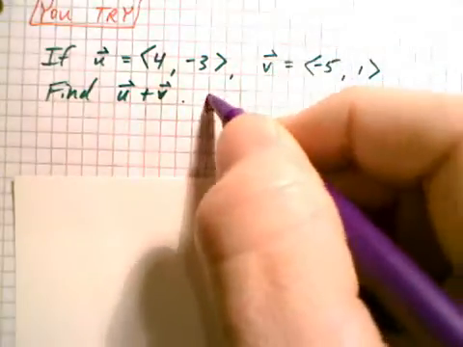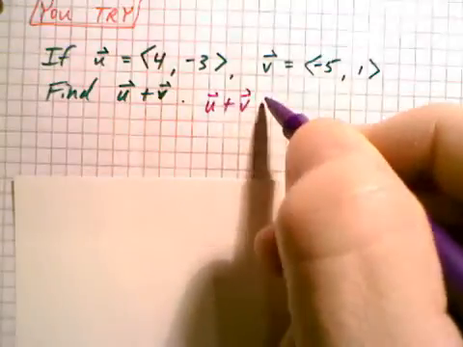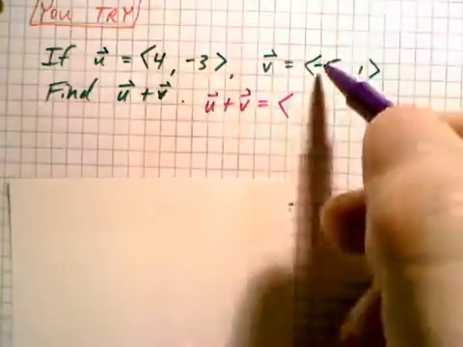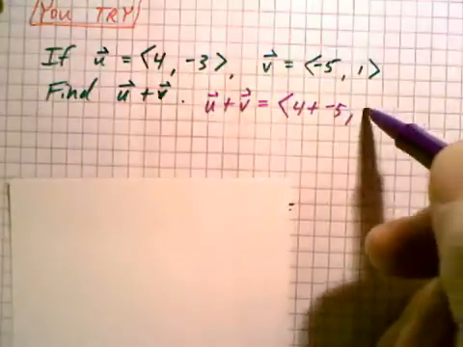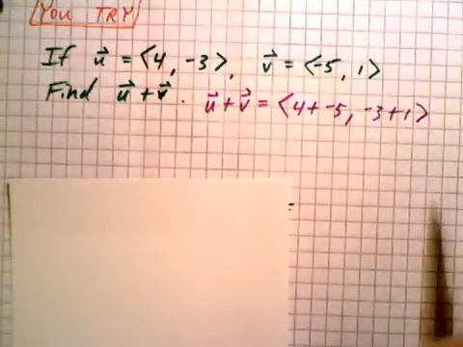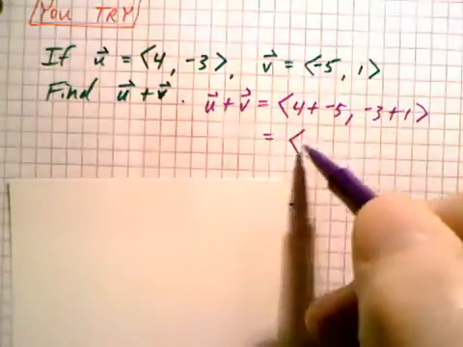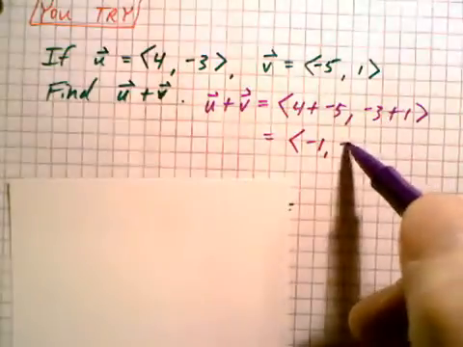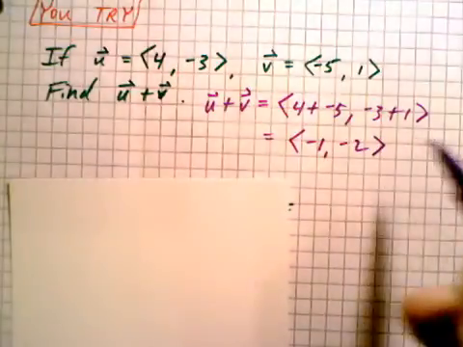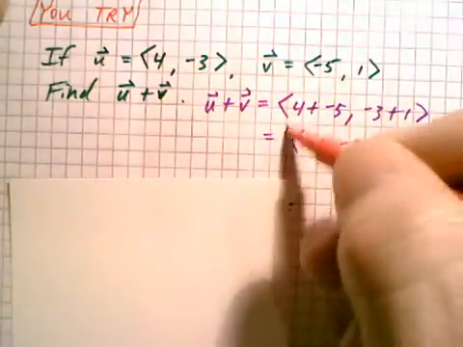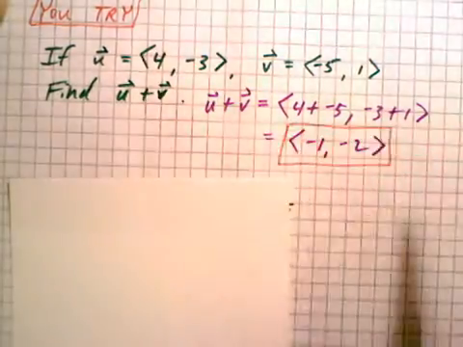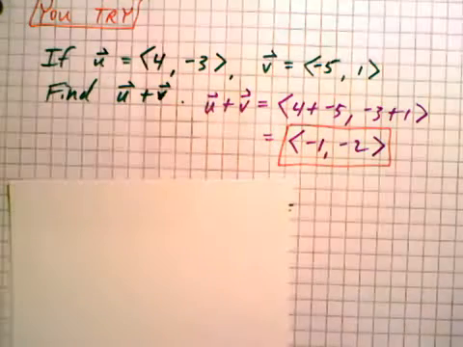u plus v is equal to adding the components: 4 plus negative 5, comma, negative 3 plus 1. And so 4 minus 5 is negative 1, and negative 3 plus 1 is negative 2. So that's the answer, and hopefully you got that. So you can see how easy it is to add two vectors together when they are in component form.